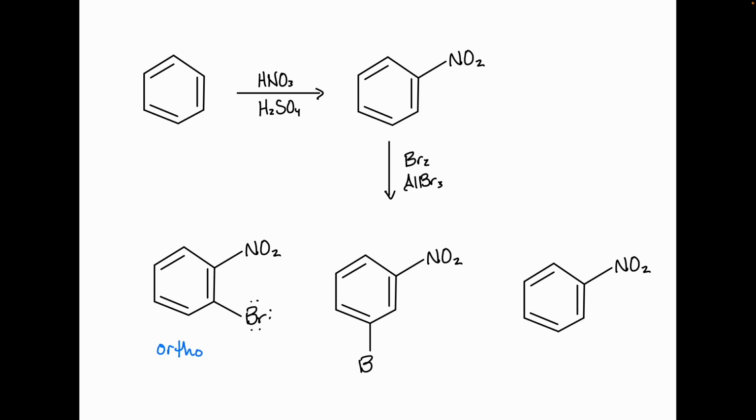What do we call that one? The meta product. Or it can be on the opposite side of the ring, and that one we call the para product. All right, and so the question is, which one of these is my product? Do we get them all? Do we get a few of them? You know, is there only one? What are the rules here? What's the deal? All right, so again, that's what we're going to talk about.